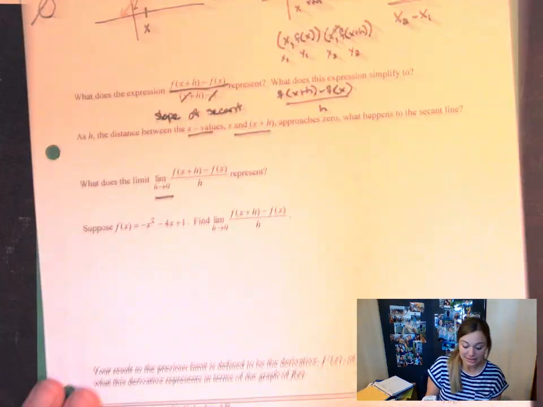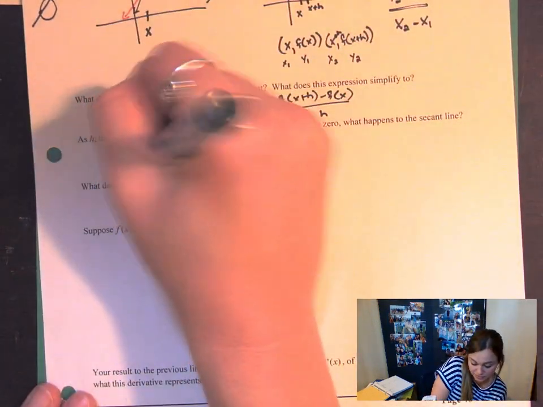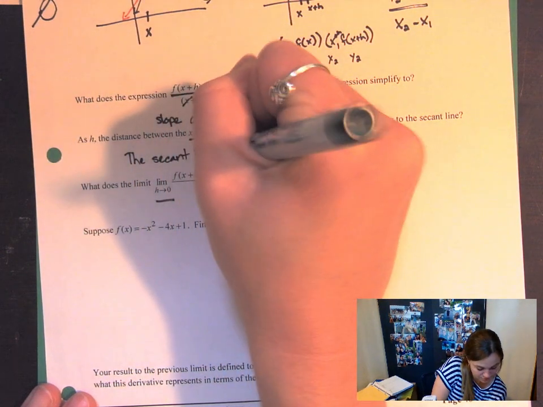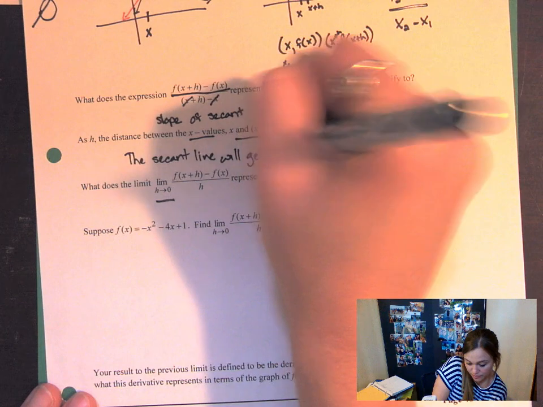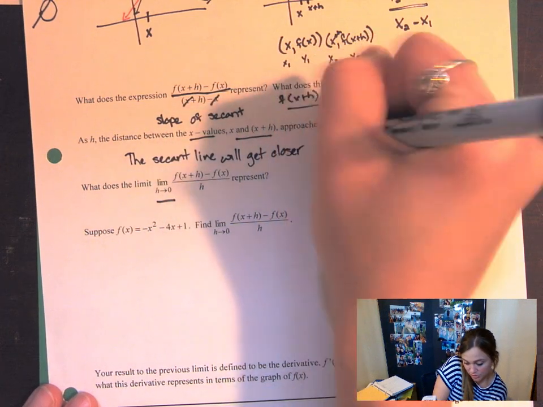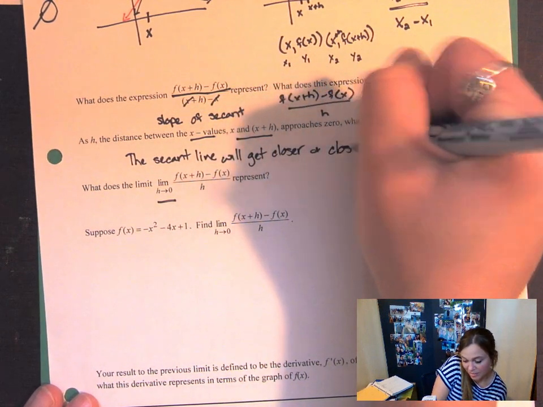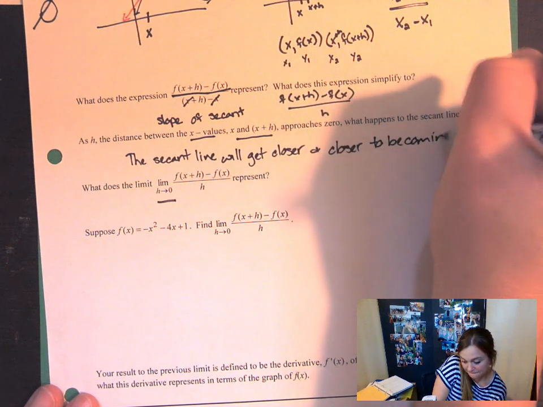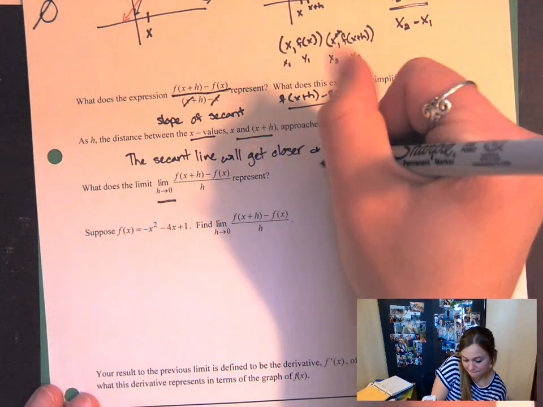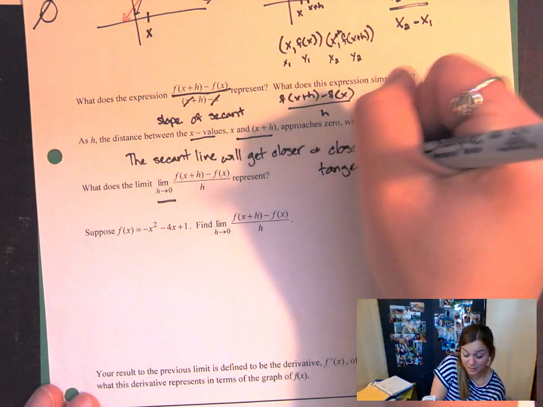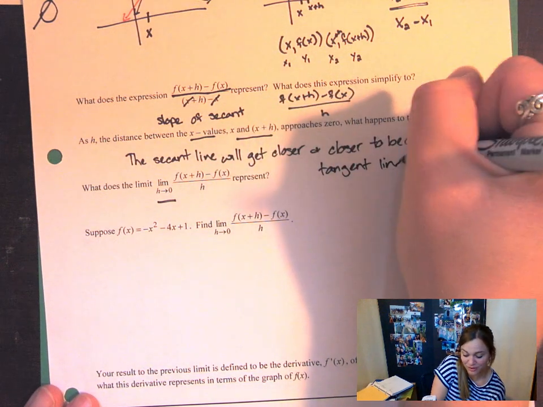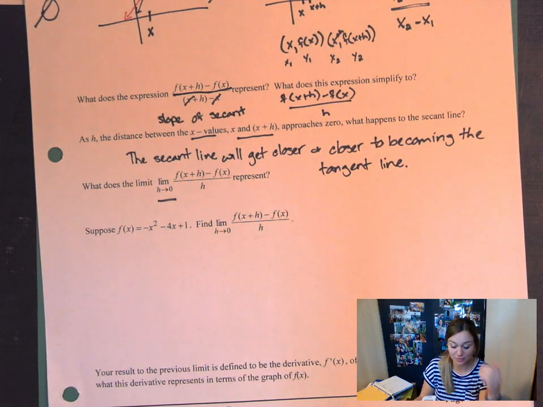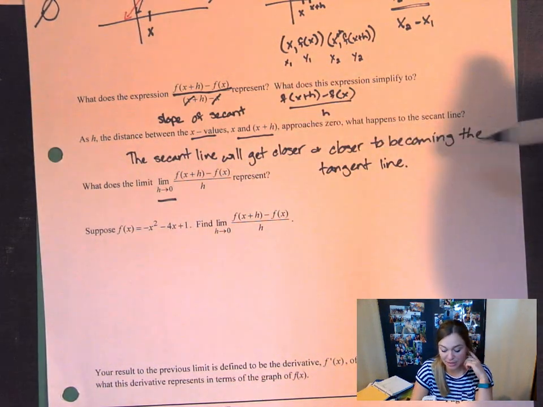So the secant line will get closer and closer to becoming the tangent line, infinitely close. These are such big ideas that we're doing right now. I bet you can feel the energy and you're like, I'm so excited about this. Me too. I'm excited also. So the secant line will get closer and closer to becoming the tangent line.